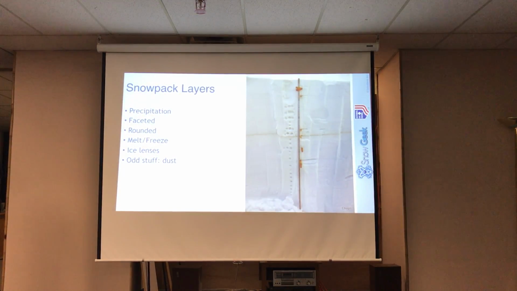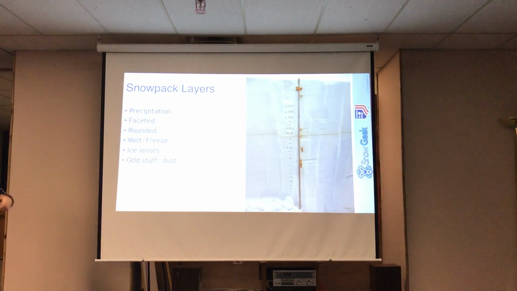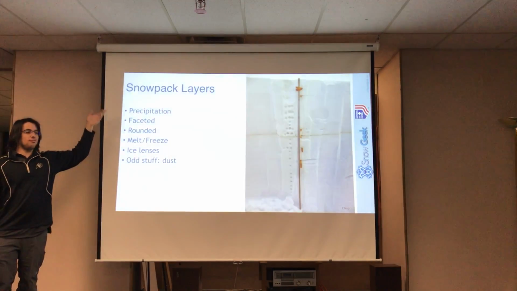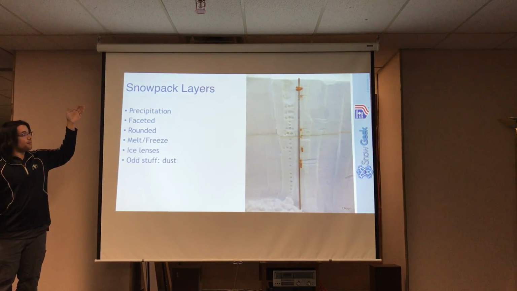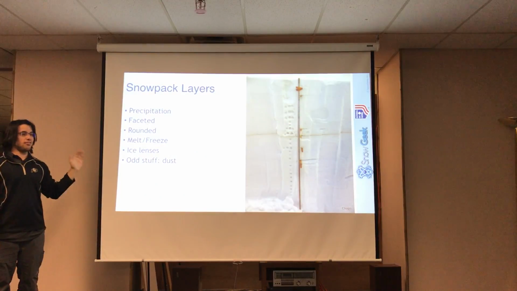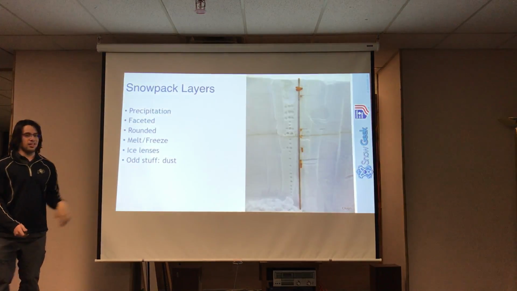But there's different types of layers, and each layer is created by some physical process. And I want to convey how these things actually happen. So there's precipitation, which is pretty easy to understand, faceting, rounding, melt freeze, and then there's other stuff like ice lenses in the snow, and then odd stuff.